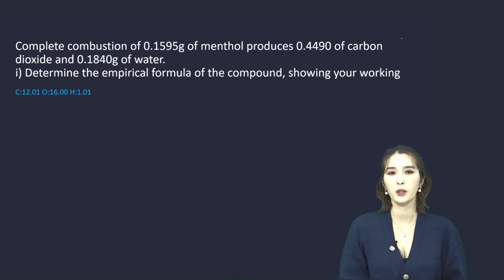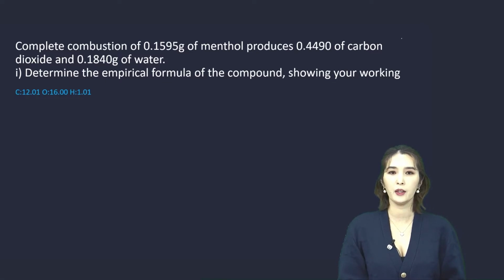So this question's focused on complete combustion of an organic compound called menthol. Complete combustion of menthol produces 0.4490 grams of carbon dioxide and 0.1840 grams of water. Now, since complete combustion produces only carbon dioxide and water, all of the carbon in menthol is contained in the 0.4490 grams of carbon dioxide, and all of the hydrogen is in the 0.1840 grams of water.